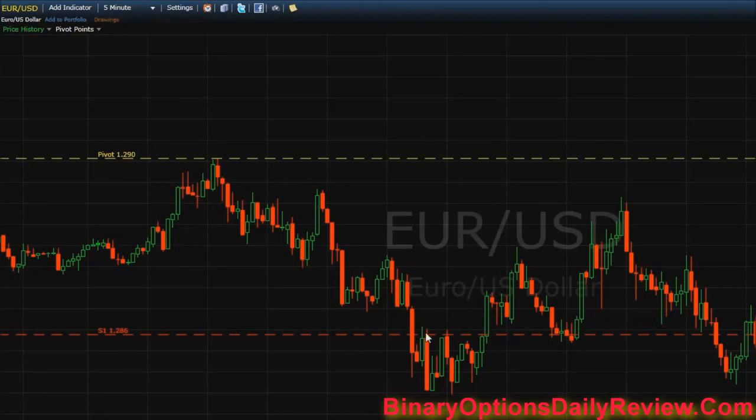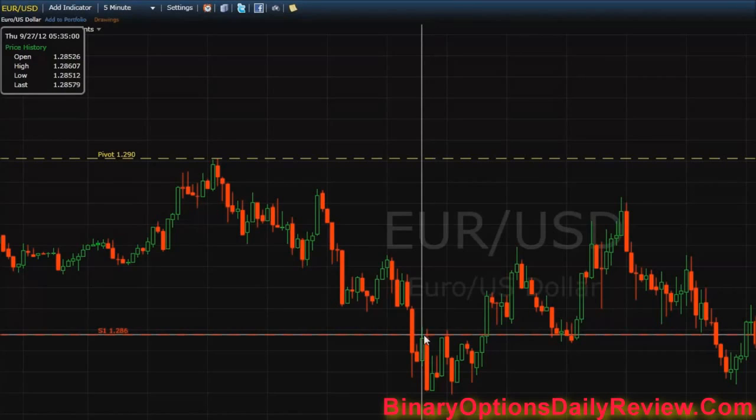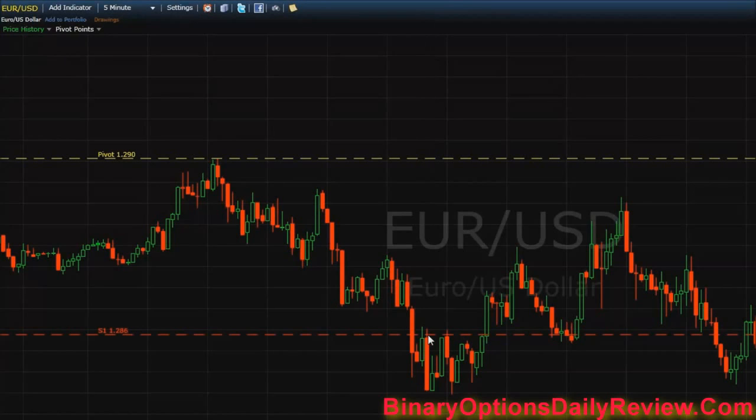But for this first time, normally when price moves back up, it's likely going to get rejected in this area, especially because this is our S1 level. So that would have been another pretty good trade if you could have gotten in right around here for a put on the next candle.